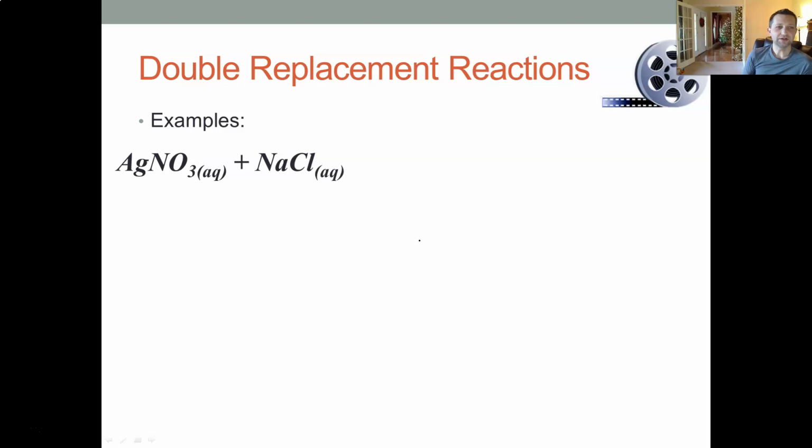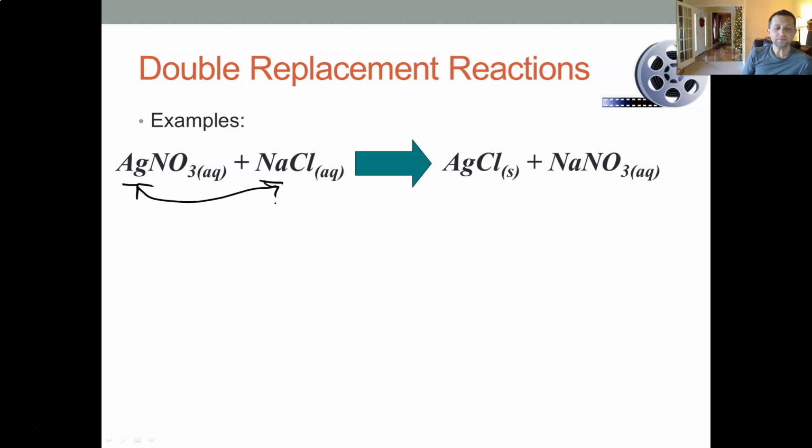You have silver nitrate and sodium chloride. So just like single replacement, your positive ions switch with positive ions. Same thing here with double. So your positive ions are your silver and your sodium. Okay, they're going to switch partners. So the sodium will come over here, and the silver will come over here. So you'll make sodium nitrate and silver chloride as your two products. Let's check it out. AgCl is your silver chloride, and NaNO3 is your sodium nitrate.